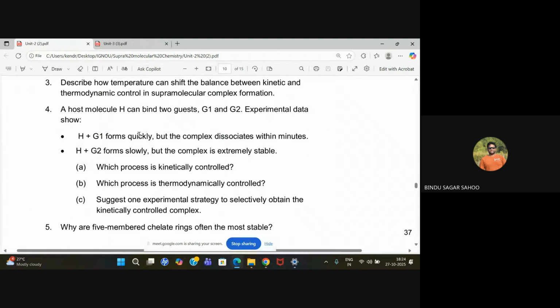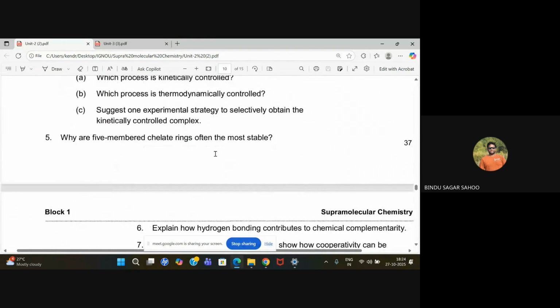So here, the product which forms earlier, or takes very less time, definitely the upper one will be the kinetic control and the second one will be the thermodynamically controlled. You can check the answers here also.